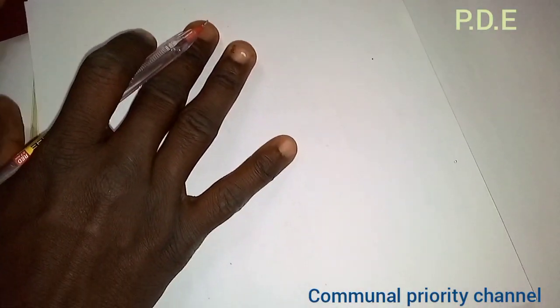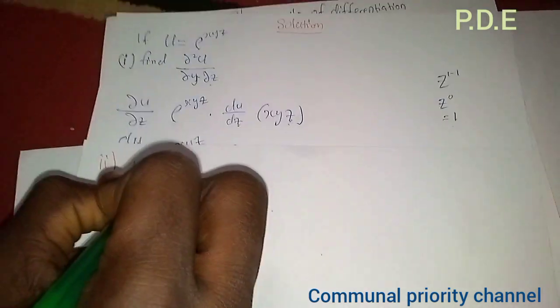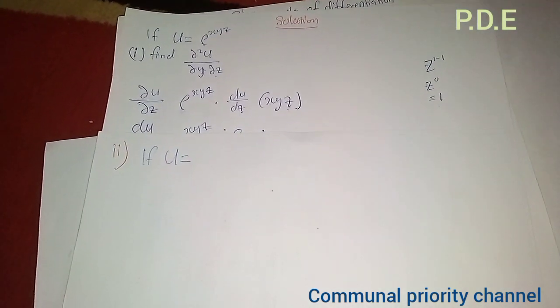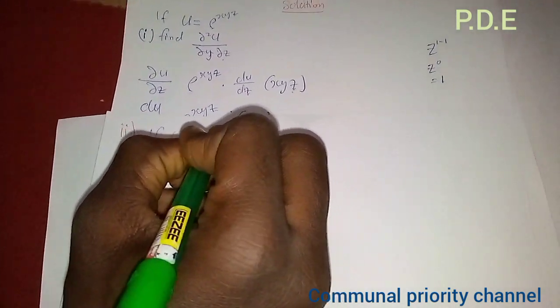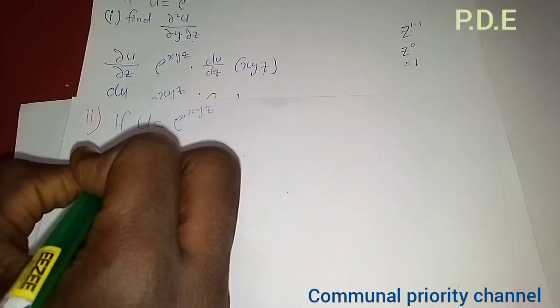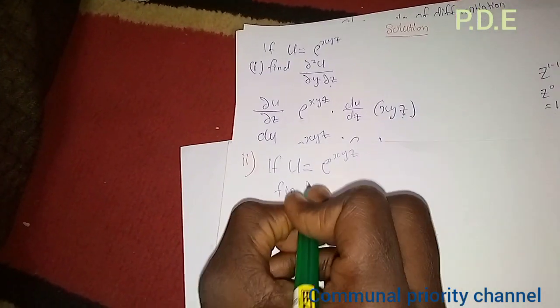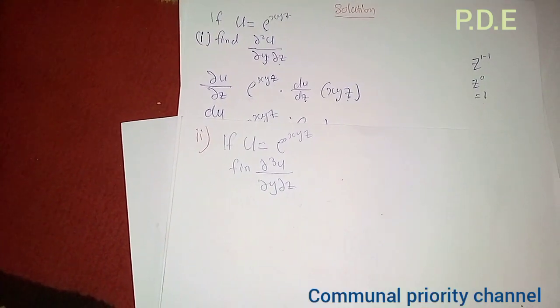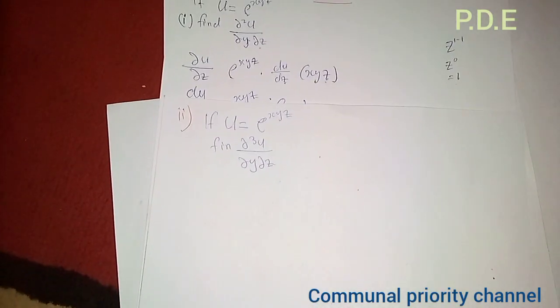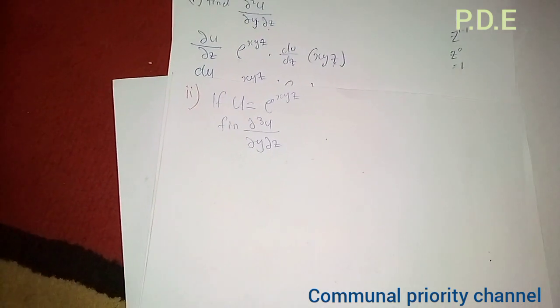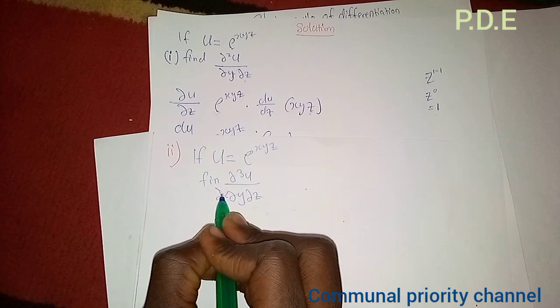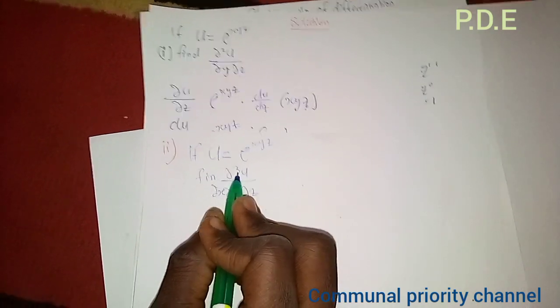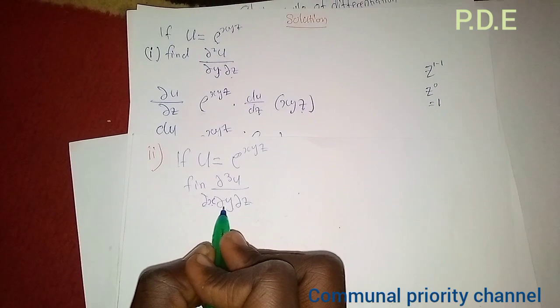So now we are moving to the next one, Roman number 2. We said if u is equal to exponential xyz, find del cube u all over del y del z. This has the same procedure as the one we just did right now. The only difference between them is that in this case we have, sorry, I made a mistake. We have x here. We have the del cube of u all over del x, del y, del z.